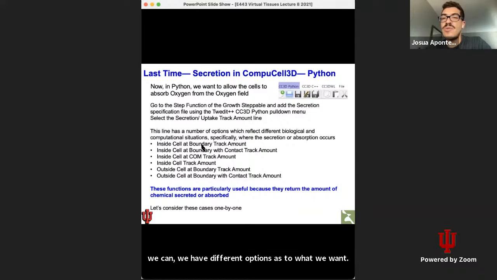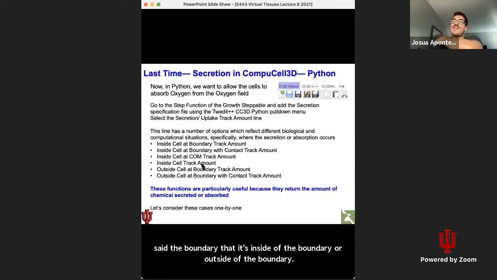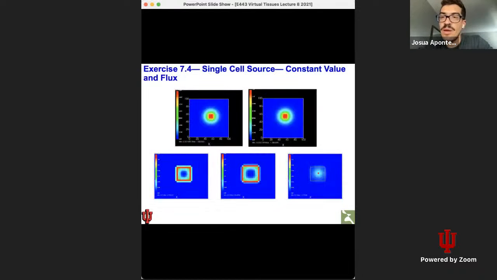Secretion at the boundary, secretion at the center of mass, and then if it's at the boundary, whether it's inside of the boundary or outside of the boundary, or whether we want it to be secreted over every single pixel of the cell. And then we showed how each of these secretion options looks when implemented.